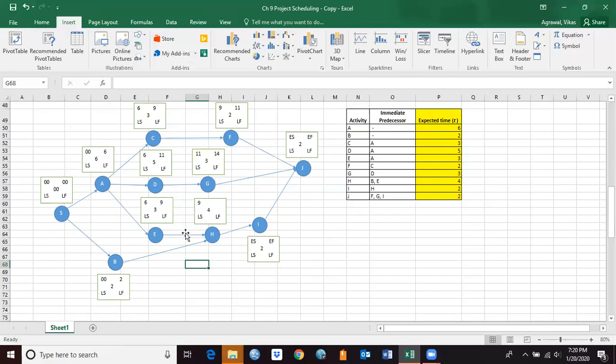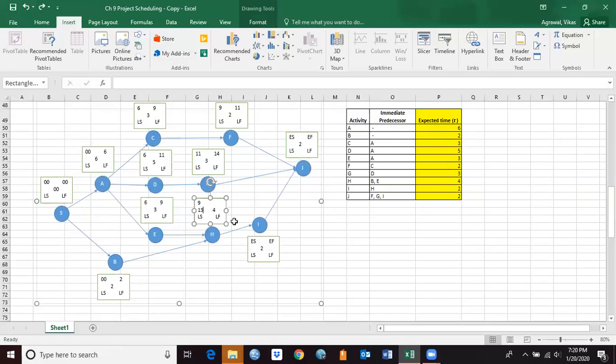So while going forward, you always take the maximum of all early finish times. So here we're going to take the maximum of 2 and 9 and put it here. So 9 plus 4, now I can go ahead and put here 13. Okay, hold on. So I'm going to put 13 here. Okay, so that's how I got 13 there.